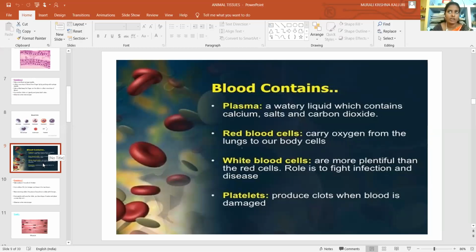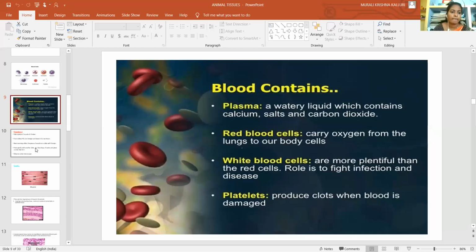Next one, the last one is the blood platelets. It is also present in our blood. What is the function of blood platelets? It produces clots when blood is damaged. When we are injured, blood is released and the blood is clotted by the blood platelets.